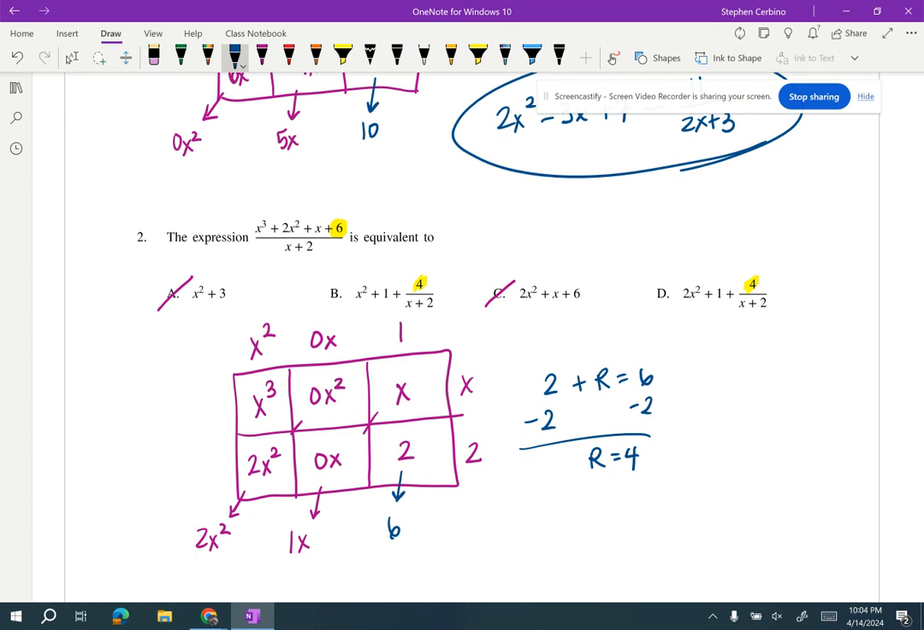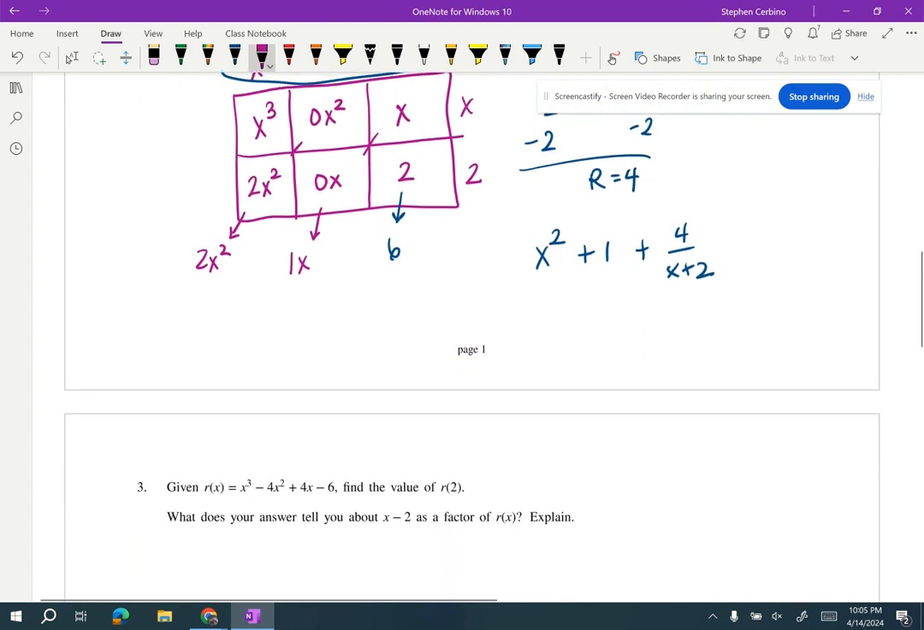So choice B and choice D both have the correct remainder, but now we have to figure out which one has the right quotient. This number up top is our quotient. So we could say our answer is x squared. We don't have to write plus 0x, so we'll just skip that. Plus 1 plus 4 over x plus 2. So we get choice B here. Moving right along.